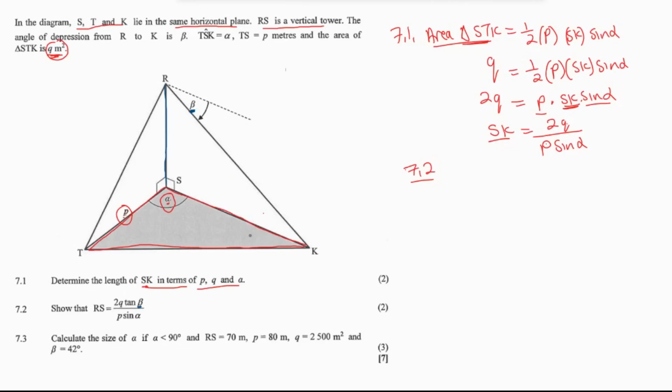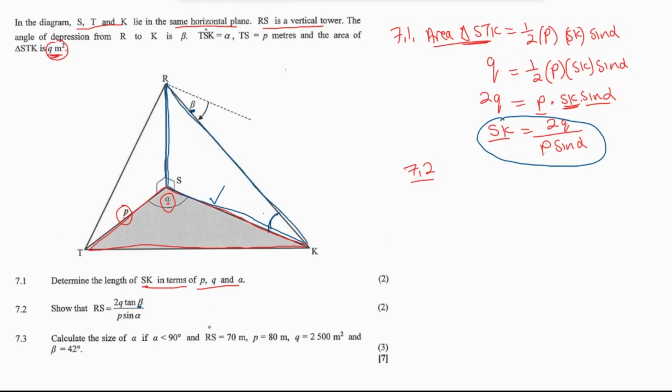Which triangle should you use here? We should use triangle RSK, because with triangle RSK, we can have the side RS and angle beta. Remember, we have our what? Side SK, which is this. So this side SK is the one that is going to bring the Q and the P and the sine alpha.